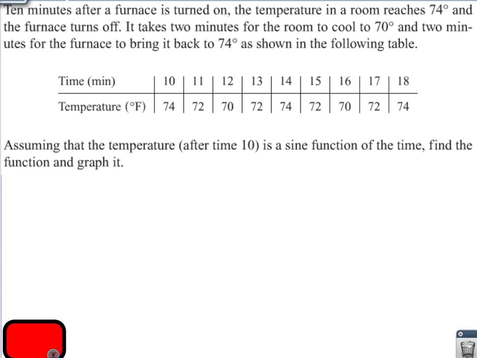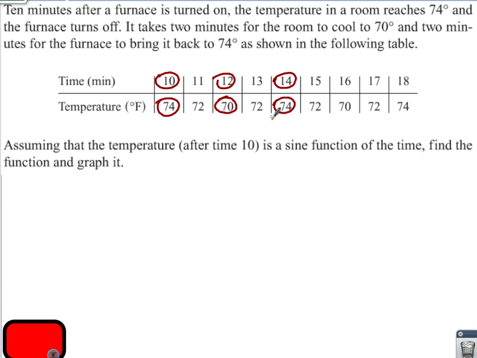If you say 10 minutes after a furnace is turned on, the temperature of a room reaches 74 degrees. After 10 minutes, you're at 74 degrees. And then the furnace turns off. Sounds like at my house. And then it takes 2 minutes for the room to cool to 70 degrees. So after 12 minutes, you're at 70. And then the furnace kicks back on. And it takes 2 more minutes for it to reach that 74 degrees.